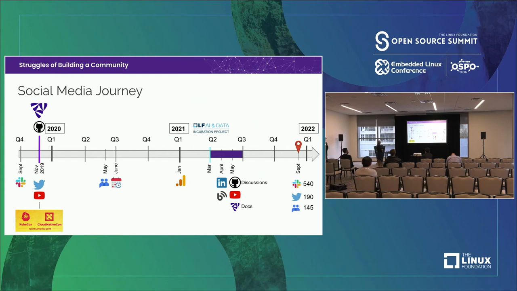To date, we have about 540 members on Slack, 190 followers on Twitter, and about 150 Google group members.